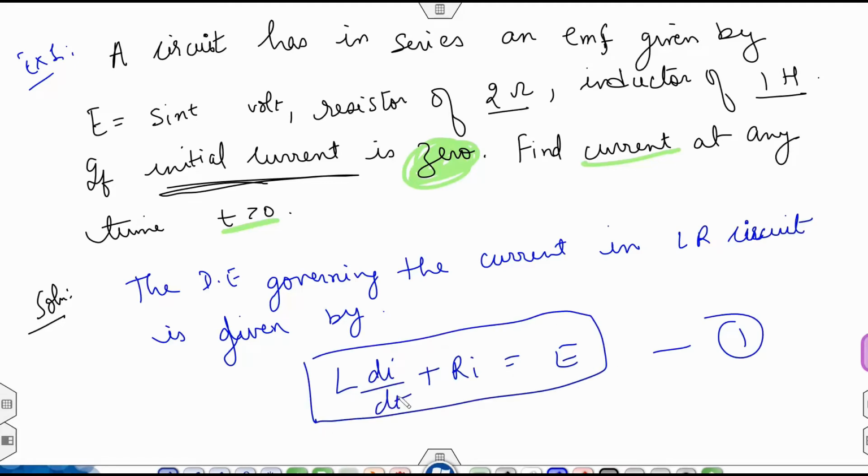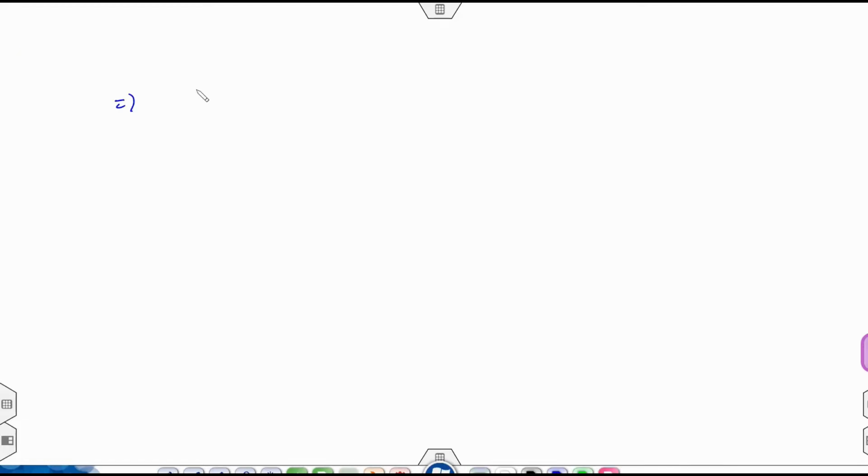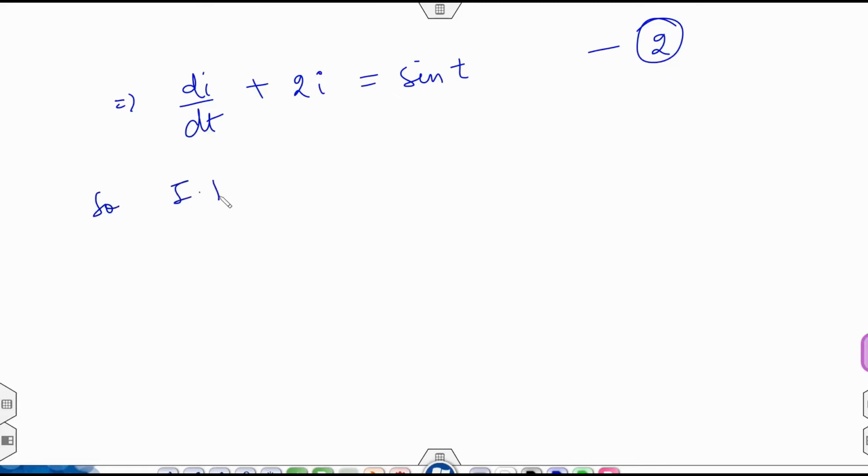Now if I put the value of the inductor as 1 and the resistor as 2, my equation number 1 will become di/dt + 2i = sin t. This I'll call equation number 2. Now you can see that this is a linear differential equation in i and t, so I can find the integrating factor. Here the integrating factor will be e to the power of the integration of 2 dt, that is e^(2t).